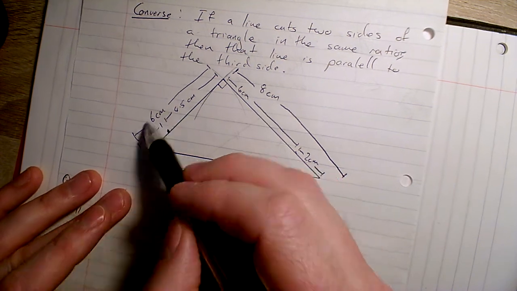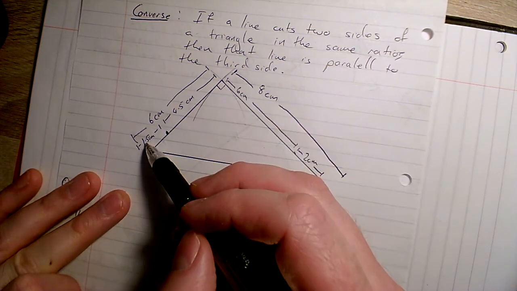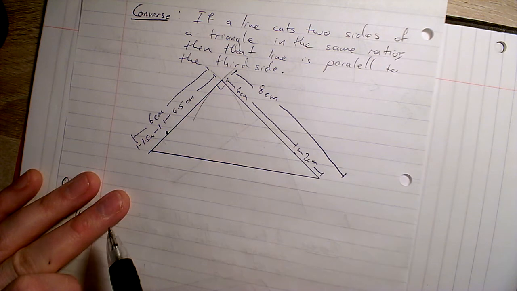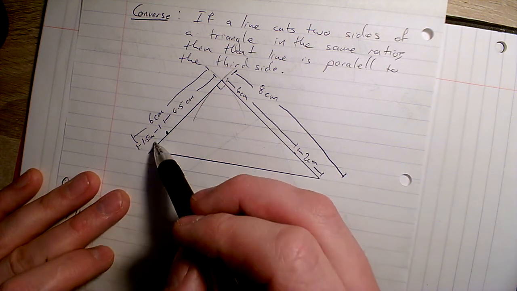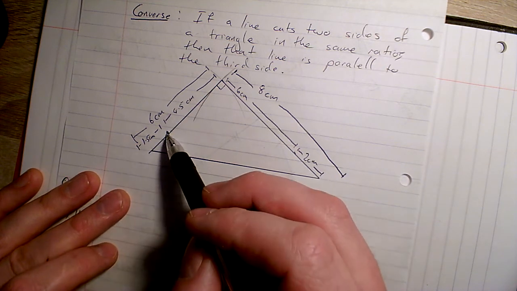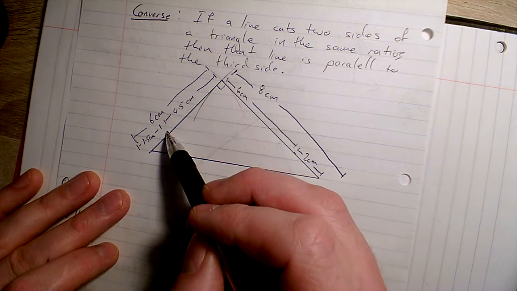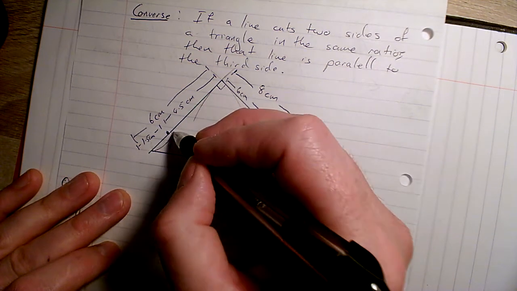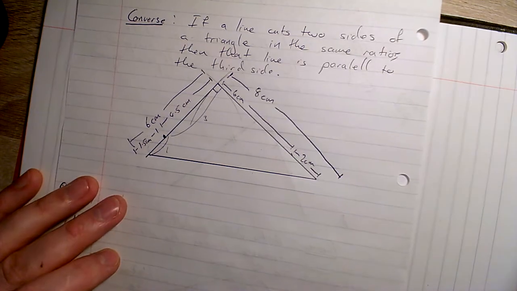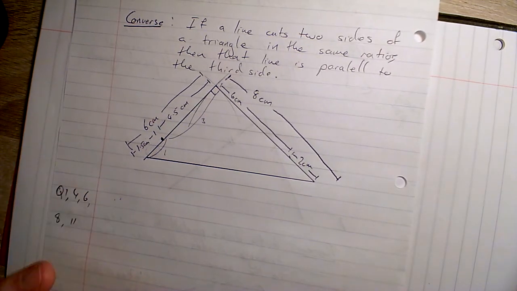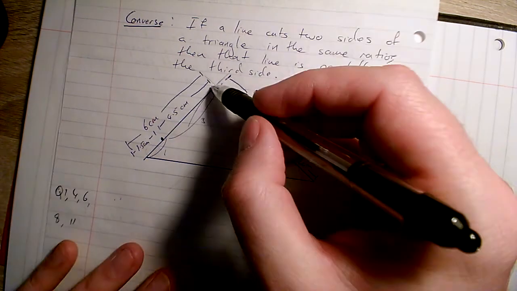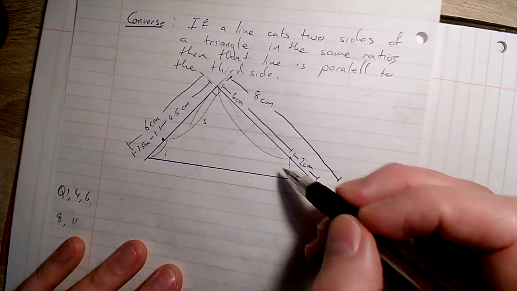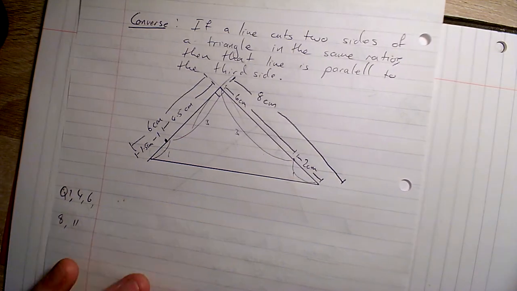So I've drawn this out already. This is a 6 centimeter line here, and I've split that into 1.5 and 4.5, which is 1/4 of the way along. So that's 1/4, and that's 3/4. So this is a 1 is to 3 ratio. Now, what do we get here? This is 2 is to 6, which is a 1 is to 3 ratio as well.